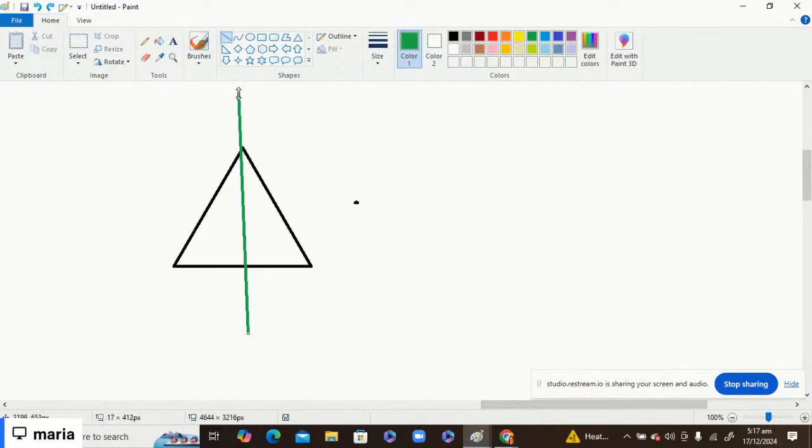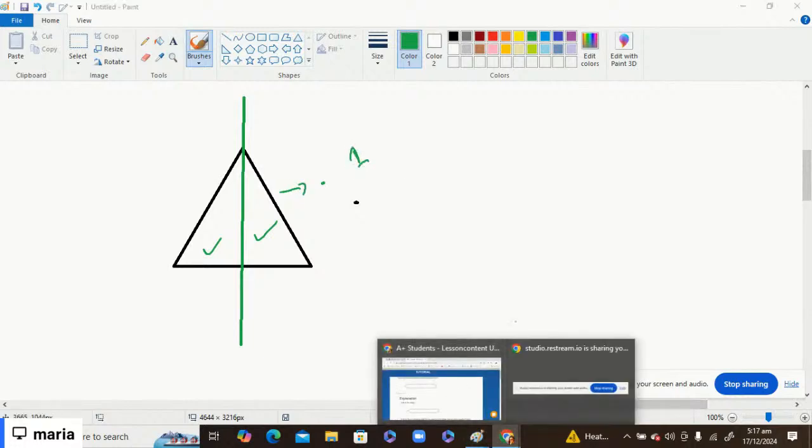Look, two equal parts now. Okay, it's here. These are the two equal parts. This part and this part now. All right. So how many lines of symmetry? This is one line of symmetry for this shape.